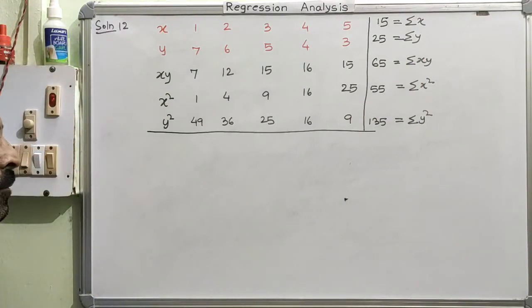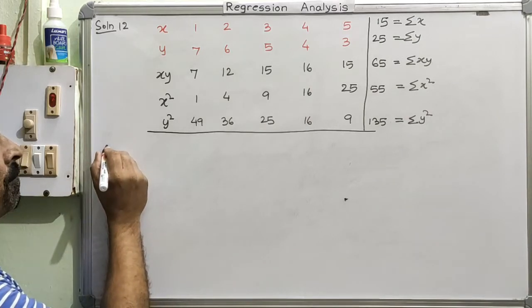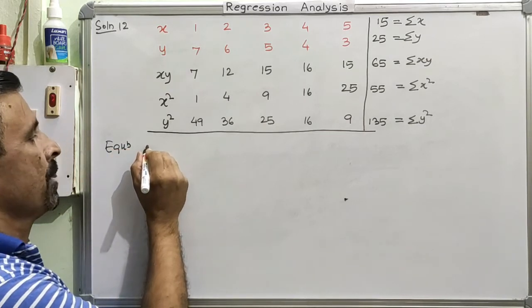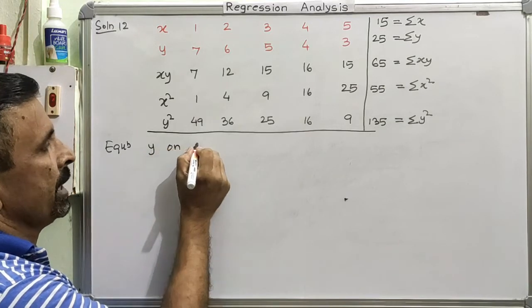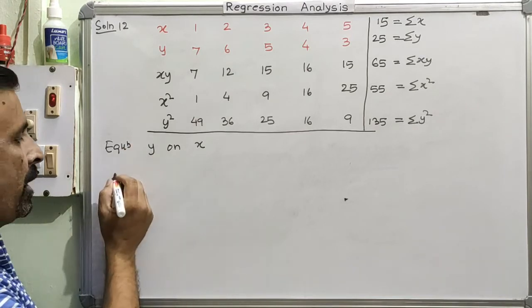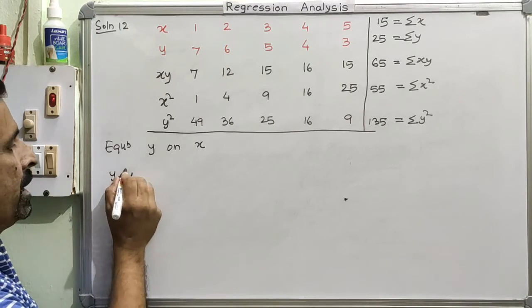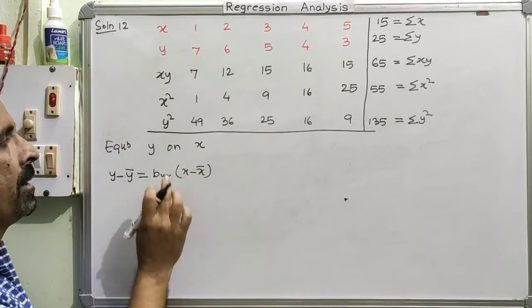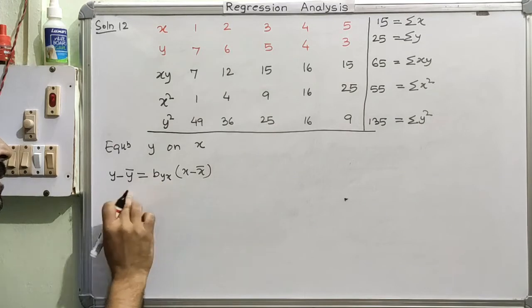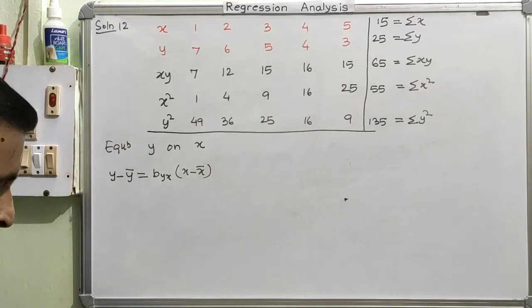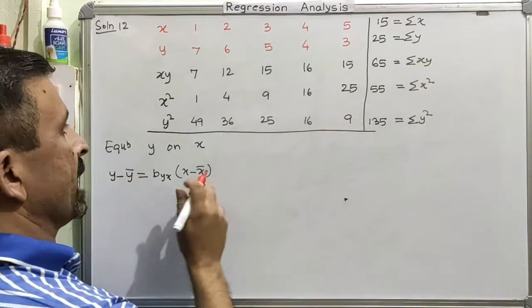Now, we are going to find the equation. I will write in shortcut. Equation y on x. The equation of y on x will be y minus y mean is equal to byx into x minus x mean. Another equation I will write a little later. Now, for finding this, I need the value of y mean, x mean, and then byx. Is this all right? So this also we are going to calculate here in the corner. So x mean and y mean.